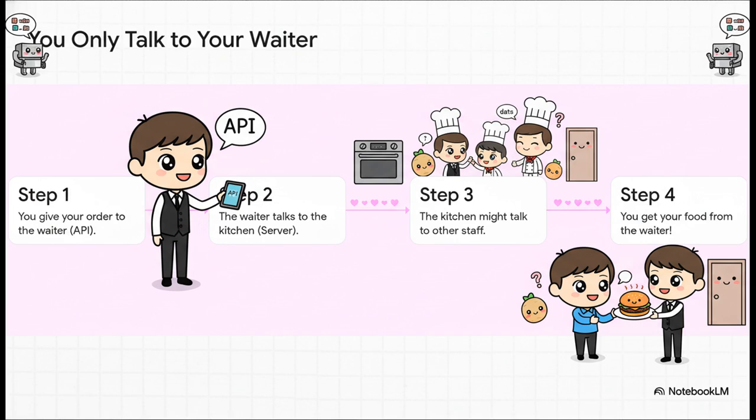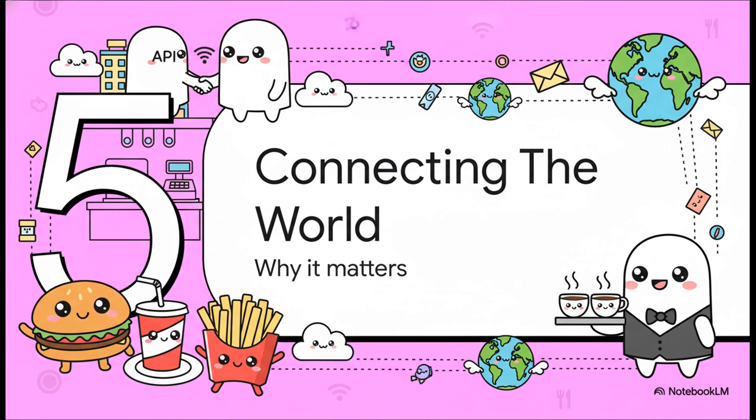And rule number 2 is even simpler. You only talk to your waiter, the API. That's it. You don't know what's happening back in the kitchen. You don't care if there's 1 chef or 100. Nope. You just give your order to the waiter, and the waiter takes care of everything else. This is what we call a layered system. So let's recap. We've got a simple menu, 4 action words, and 2 kitchen rules.